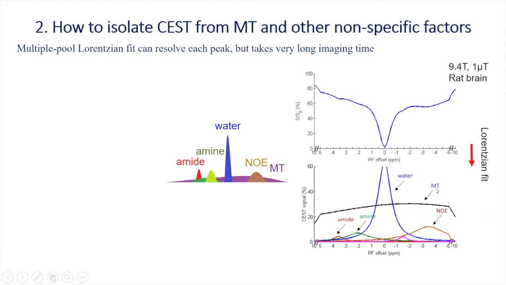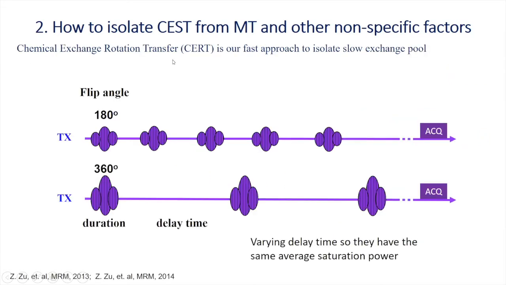To address this issue, we have developed a method termed chemical exchange rotation transfer, CERT. This is a fast approach to isolate slow exchanging pools. This is the CERT sequence. It contains two pulse sequences. In the first sequence, we have a series of 180 pulses followed by data acquisition. In the second sequence, we have a series of 360 pulses followed by data acquisition. We vary the delay time or some other parameters so that the two sequences have the same average saturation power.